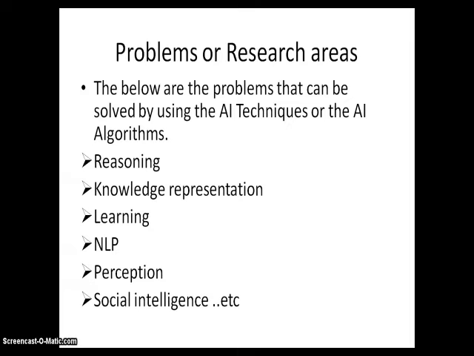And the last one. There are many things, I have mentioned some of them. Social intelligence means sentimental analysis, as I have told you before, or human games which are based on emotions, or video games. So all these are research areas that can be solved by using AI techniques.